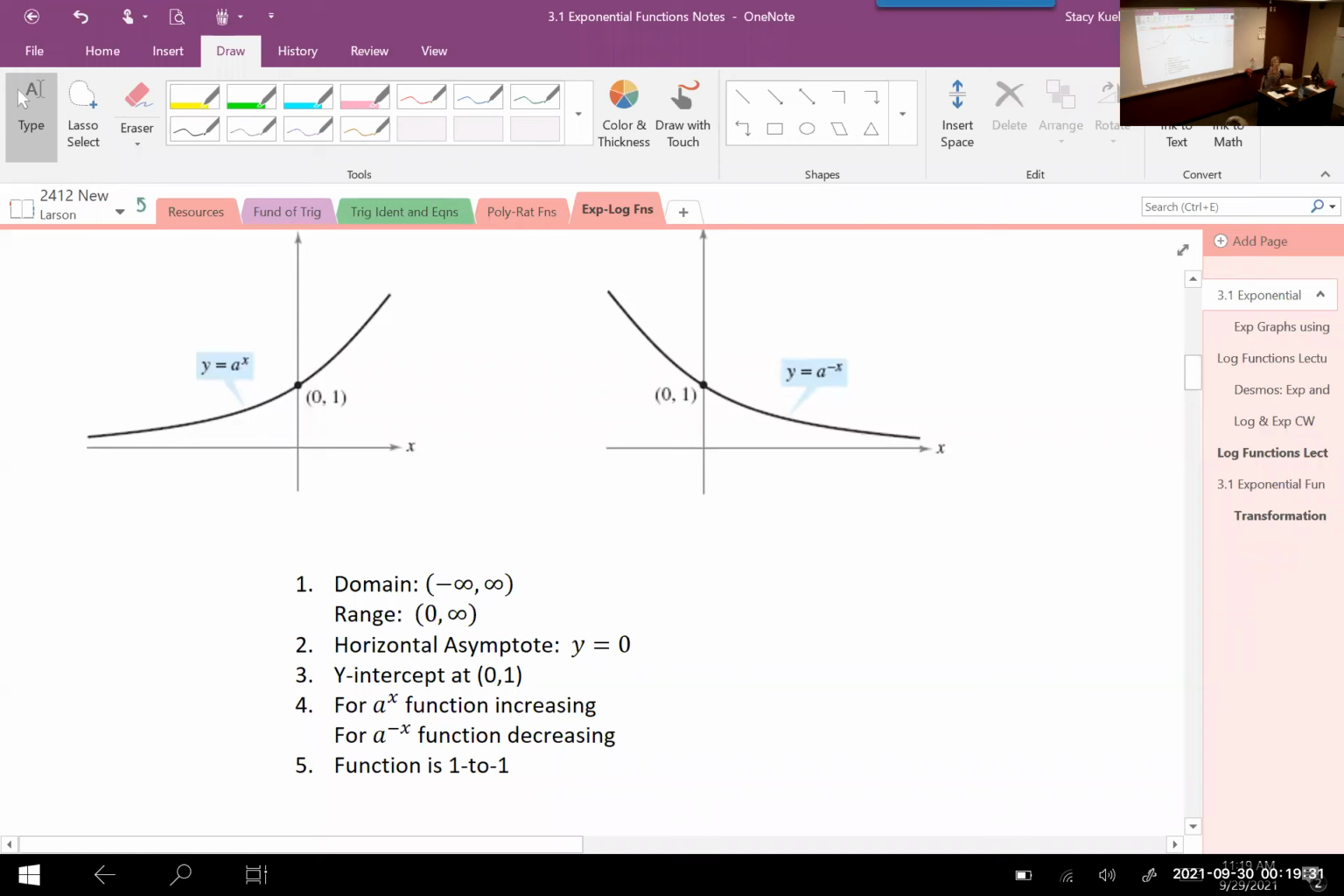Remember, what was the test? What was the line test that we used to test if a function was 1 to 1? Vertical line test? Not the vertical line, horizontal. The vertical line test determines whether or not it's a function. The horizontal line test determines whether or not it's 1 to 1. All right. And so these are 1 to 1 functions. That's important because that's how we end up with log functions. Exponential and log functions are inverses of each other.